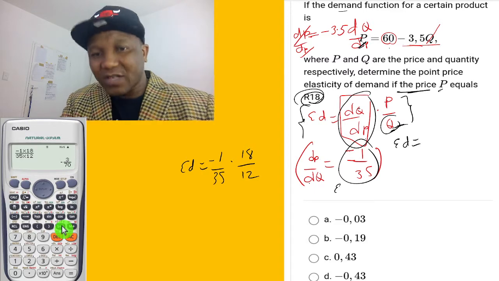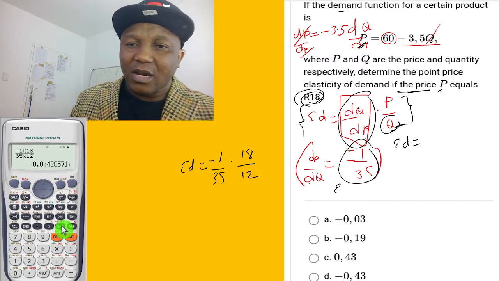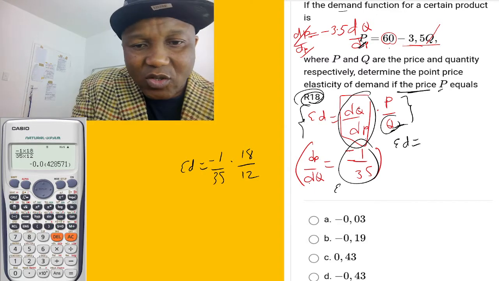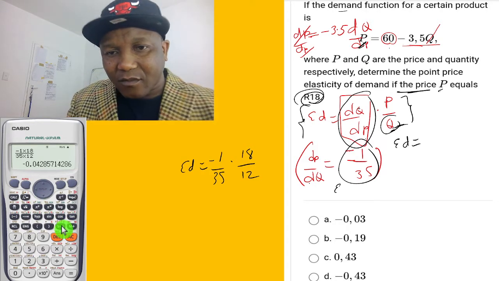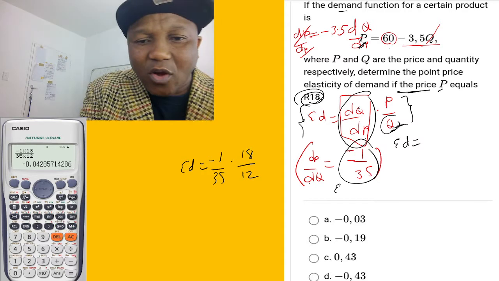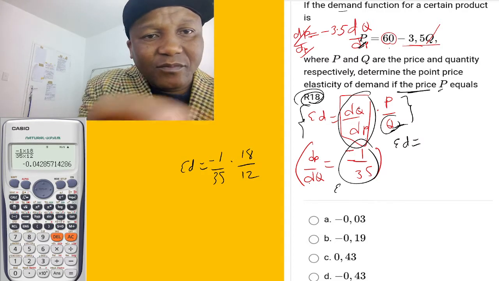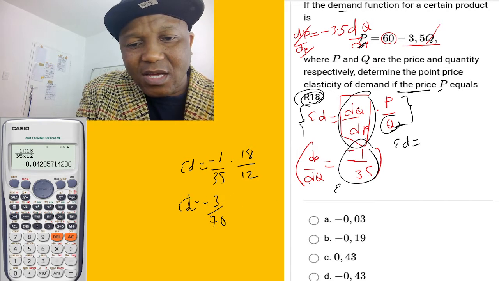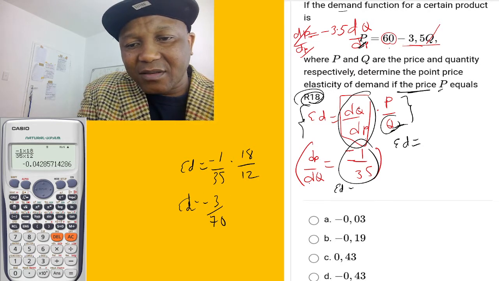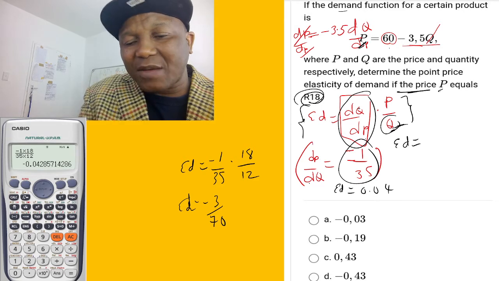Okay, negative 3 over 70. Negative 3 over 70. Then you can press S-D again, so 0.04. The elasticity of demand is equal to -3 over 70, and then elasticity of demand is equal to 0.04 point something.